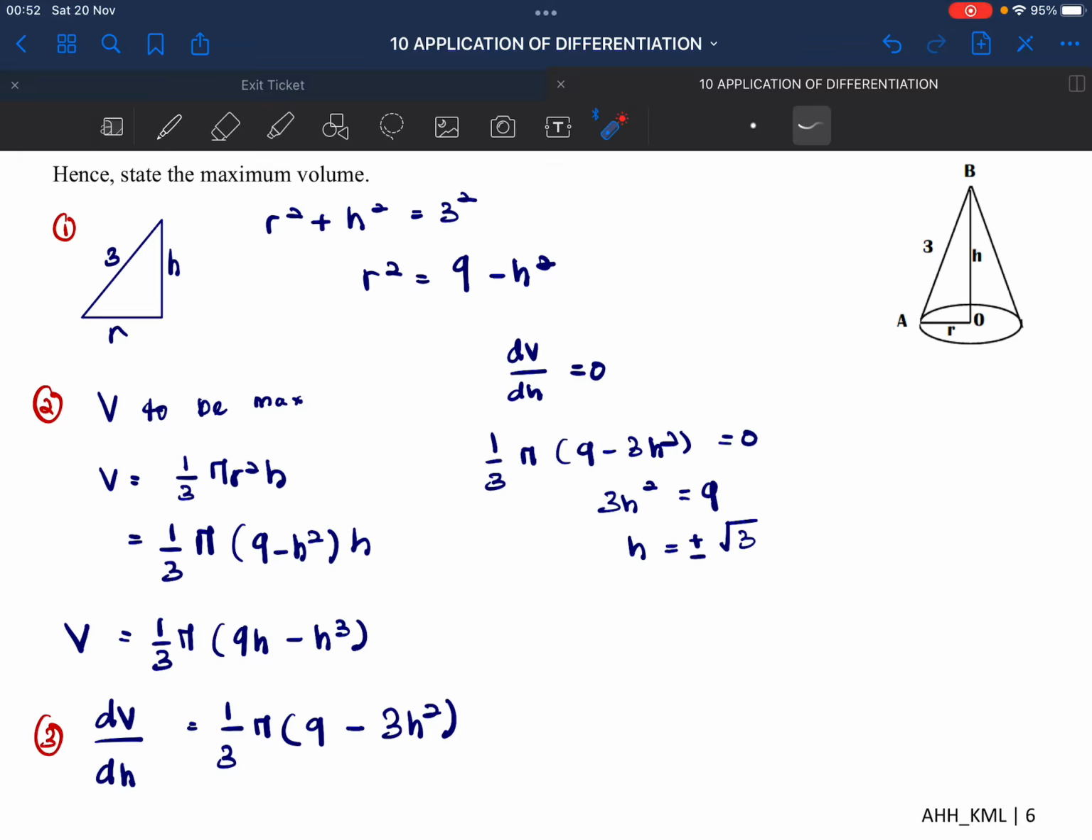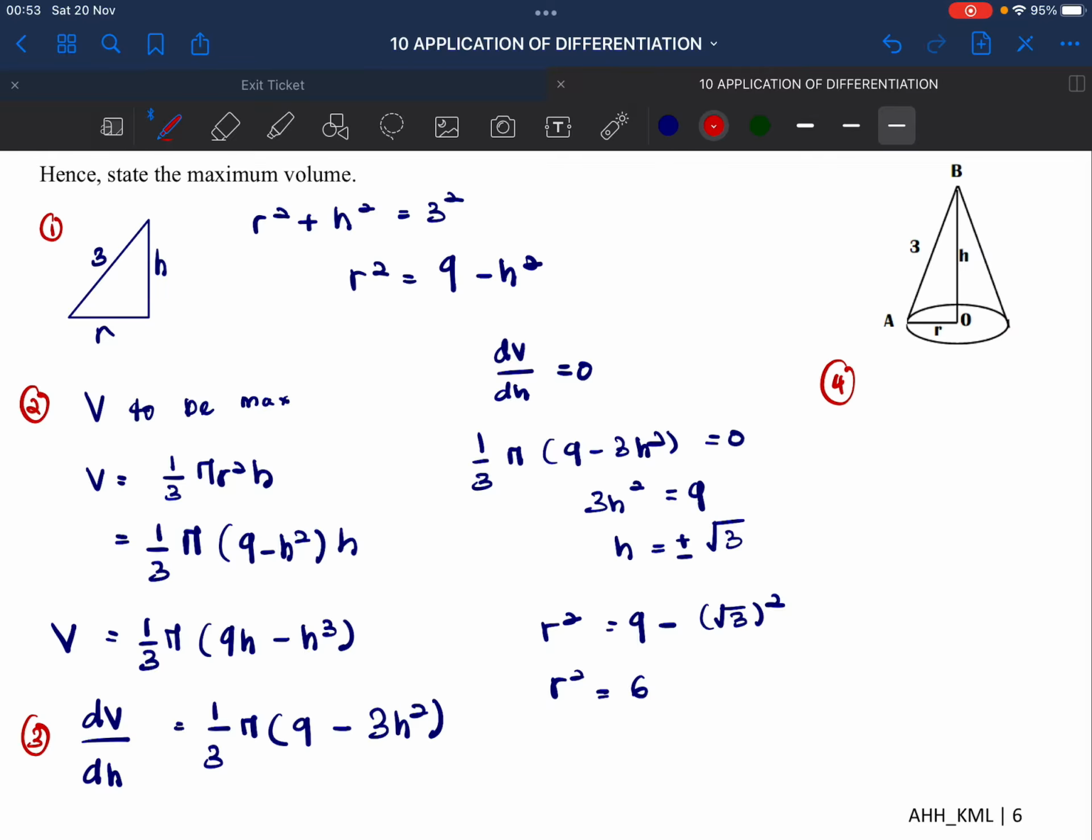Now you can already find the value for your radius. We have r square equals 9 minus, we take the positive, square root 3 square. So our r square will be equal to 6. I'm talking here about r square. So r will be positive square root 6.